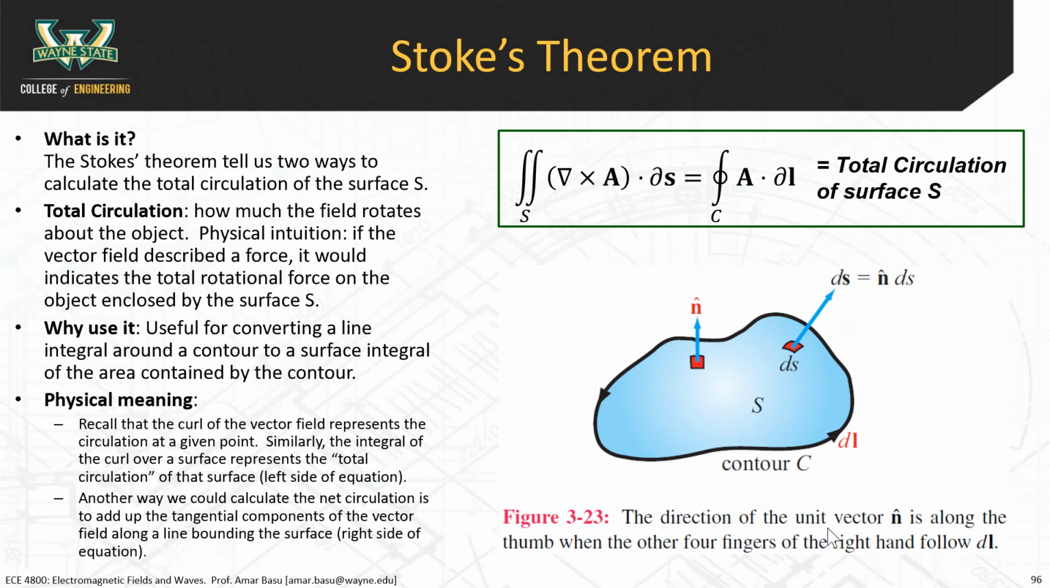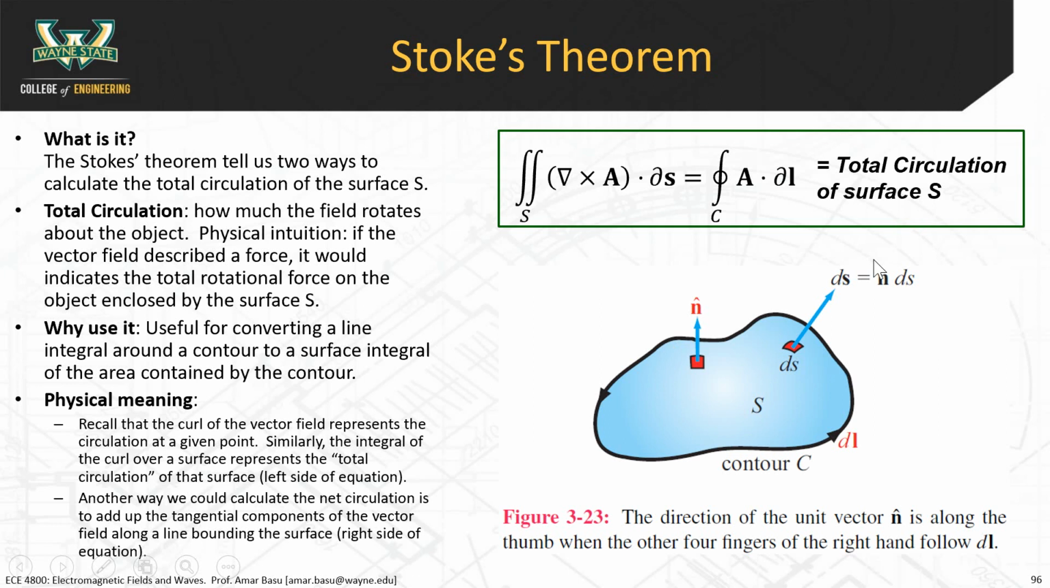All right, the next part is Stokes theorem. Just like we had a theorem when we were doing surface integrals, the divergence theorem, for line integrals there's something called the Stokes theorem. And the Stokes theorem, if you haven't guessed already, tells you two different ways to calculate the circulation of a surface bounded by a contour. In the case of the divergence theorem, we found two different ways to calculate the net outward flux from a closed surface. In the Stokes theorem, there are two possible ways to calculate the total circulation of a surface S that's bounded by a closed contour.